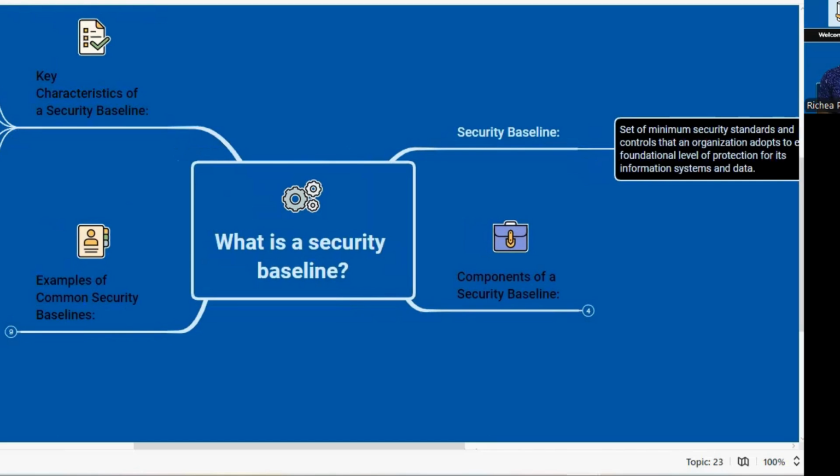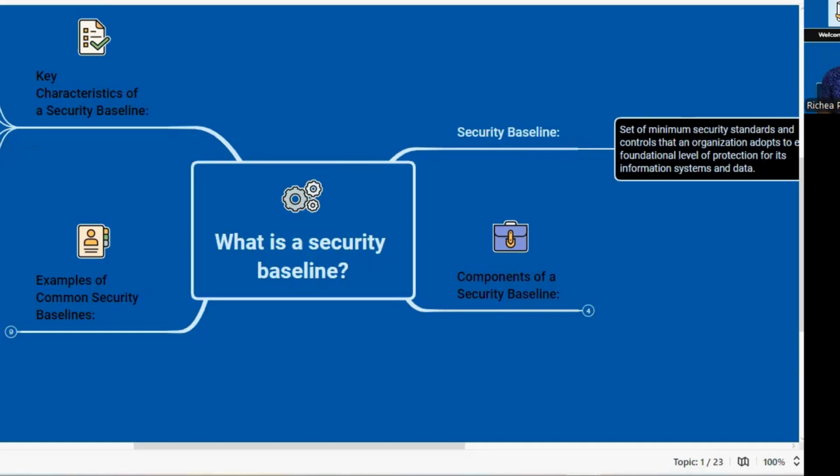So minimum standards define the minimum level of security that must be met to safeguard the organization's assets. And this is where you will be delving into doing the necessary research to ensure that you have all of this covered. Then, as it relates to consistency, this ensures uniform application of security controls across the entire organization. Foundation provides a basis upon which additional, more specific security measures can be built. Then, of course, you have compliance, and this helps in meeting regulatory requirements and industry best practices.